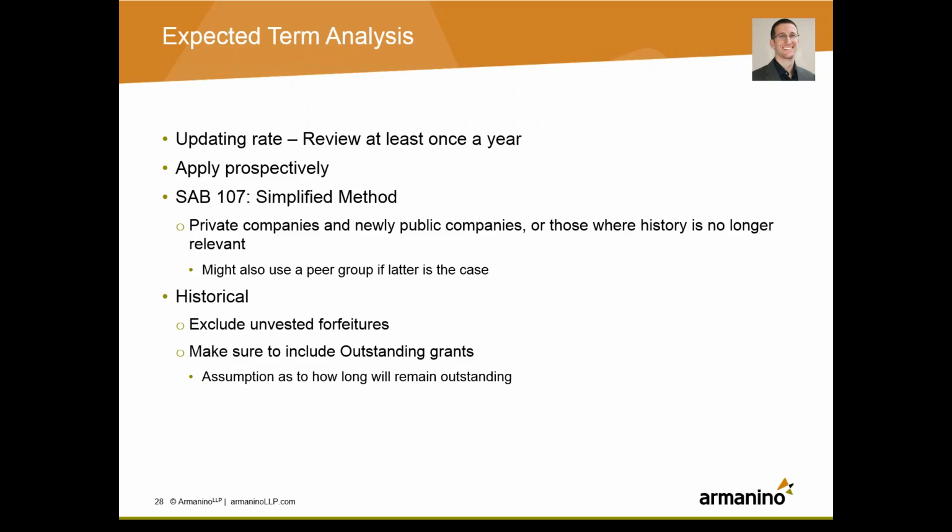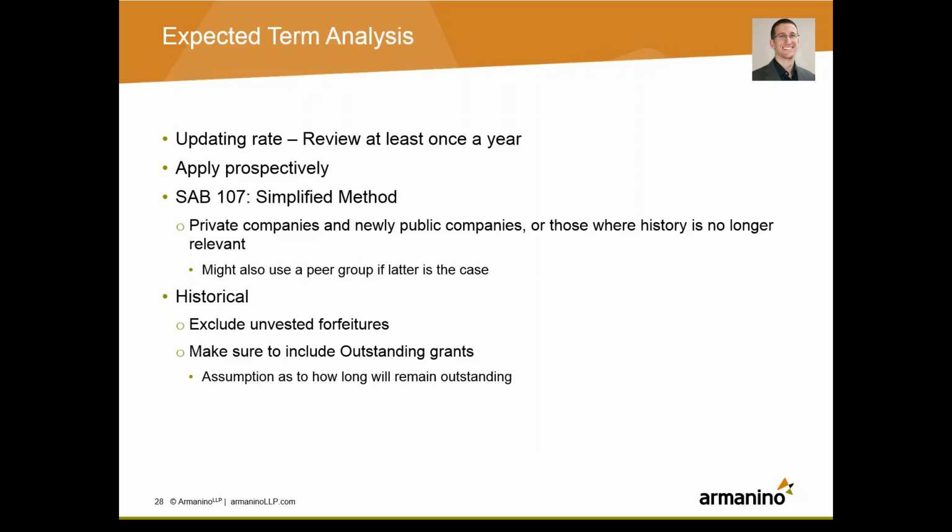Ideally use Black-Scholes. In using Black-Scholes, we have three main inputs: expected term, volatility, and the risk-free rate. The risk-free rate we're not going to talk about. That's pretty straightforward. On the expected term, we recommend that you review at least once a year whether you need to use something other than the simplified method. GAAP allows us to use a simplified method, which is a theoretical calculation of the average of the vesting period and the contractual life, divided by 2.